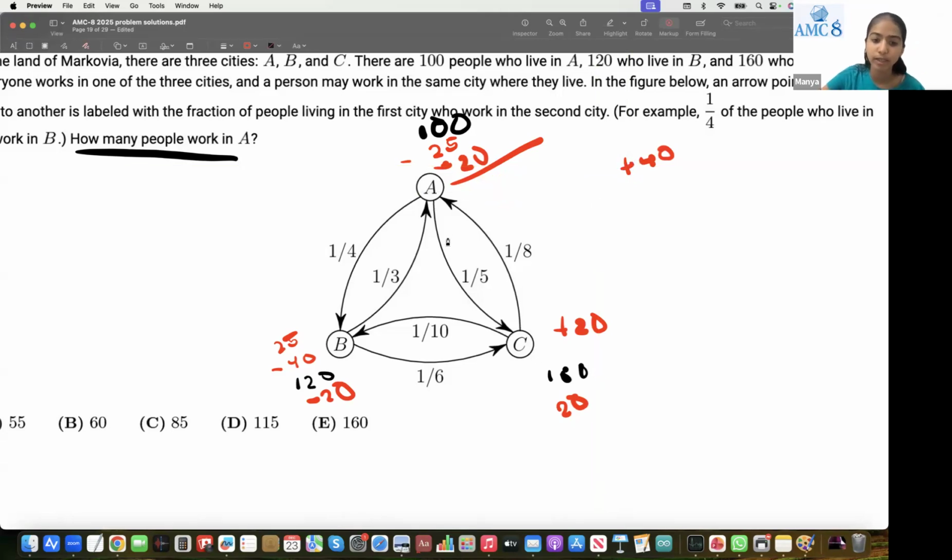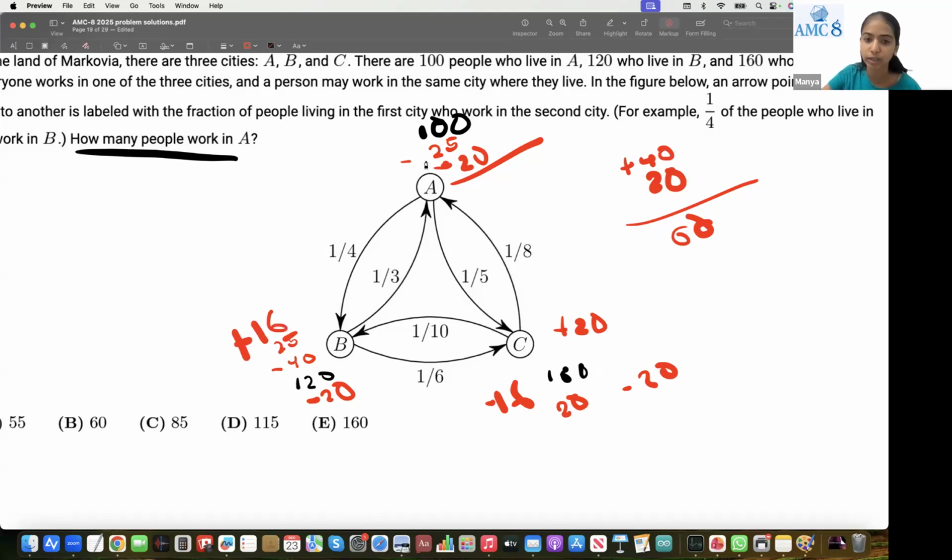And for C, we need to find 1/8 of 160, which gives us 20. So plus 20 as well, which will be 60 for A. And for C, we would also need to find 1/10 of that, which gives us 16. So we would also need to subtract 16 from here, and then add 16 over here. B and C are a bit messy, but for A, we need to do this.